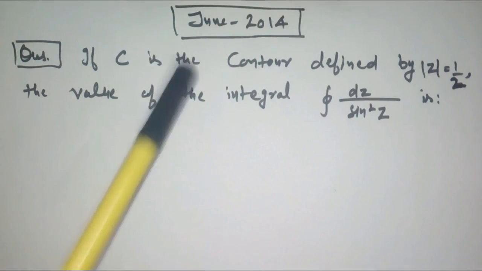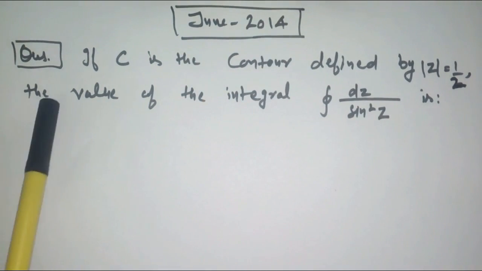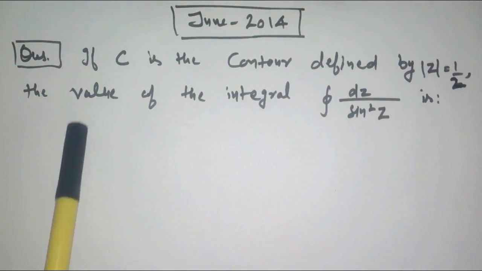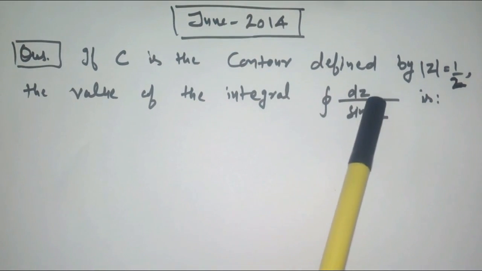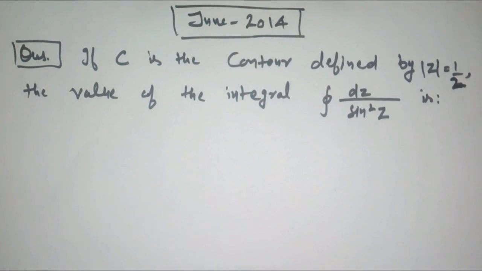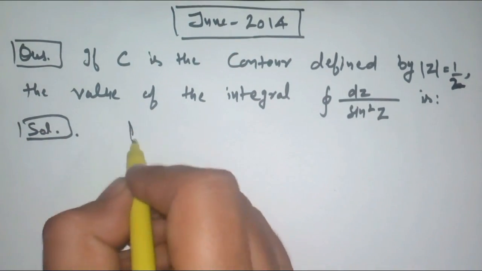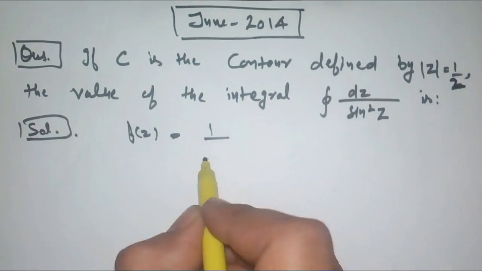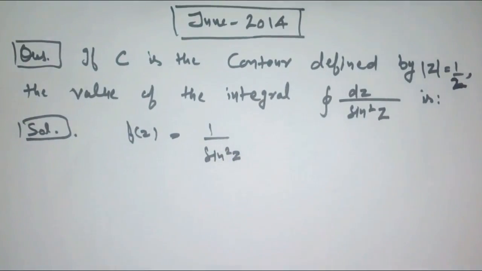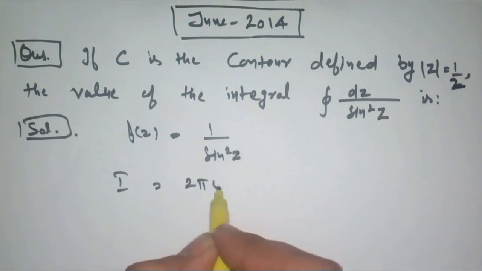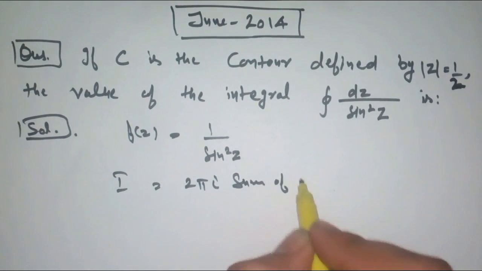So let's start. The first question of this video is from June 2014. The question is, if C is the contour defined by mod z equal to 1 upon 2, the value of the integral dz upon sine square z is. Now let's see how to solve this question. Here the function is f(z) equal to 1 upon sine square z. In contour integration, the idea will be the same: the value of integration will be equal to 2 pi iota times the sum of residues.